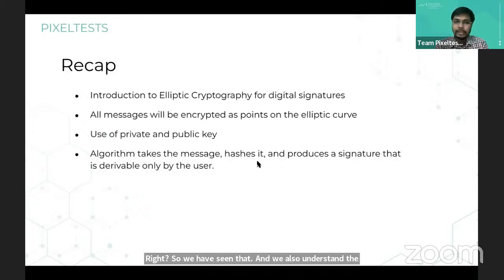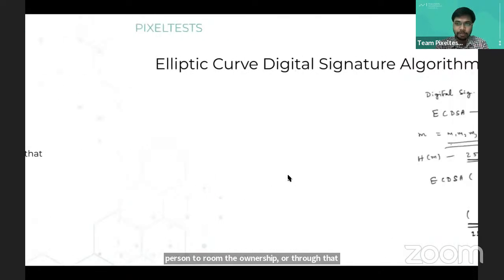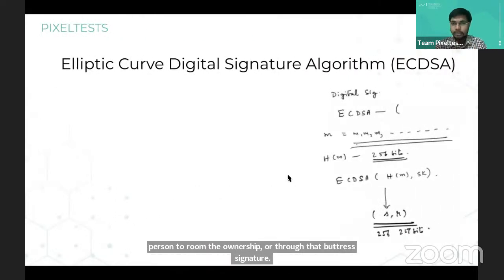Whenever this algorithm takes a message or an agreement, it is going to hash it and produce a signature that is derivable only by the user. Meaning here, if A has got an input, he is the only authorized person to prove ownership of that particular signature. So this is what we have understood previously.